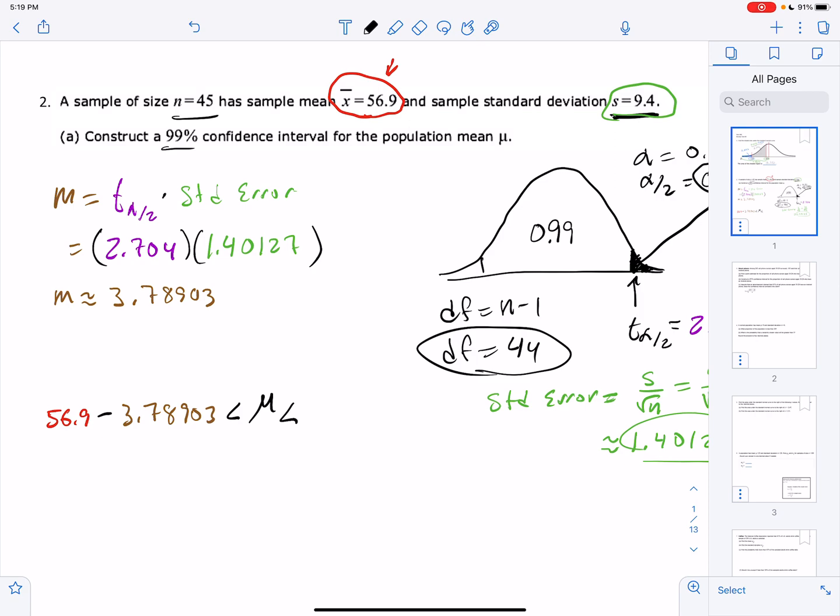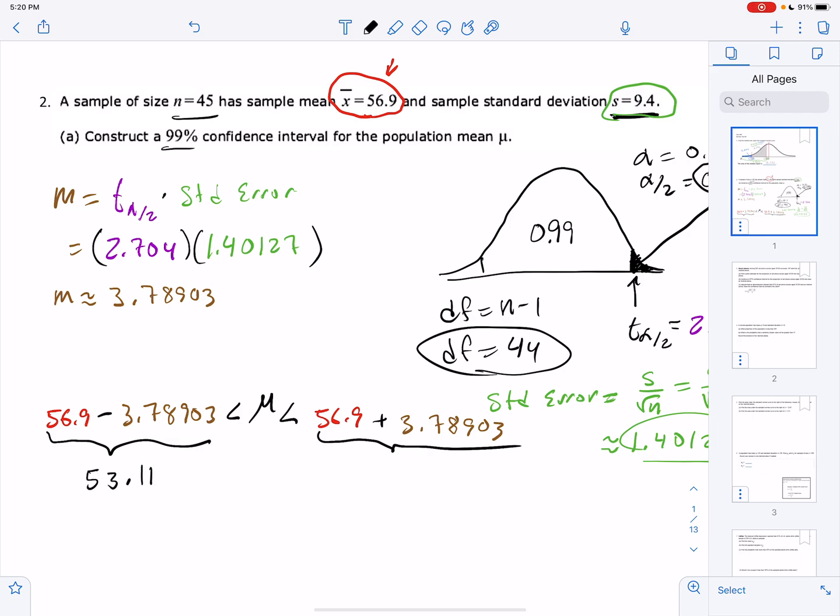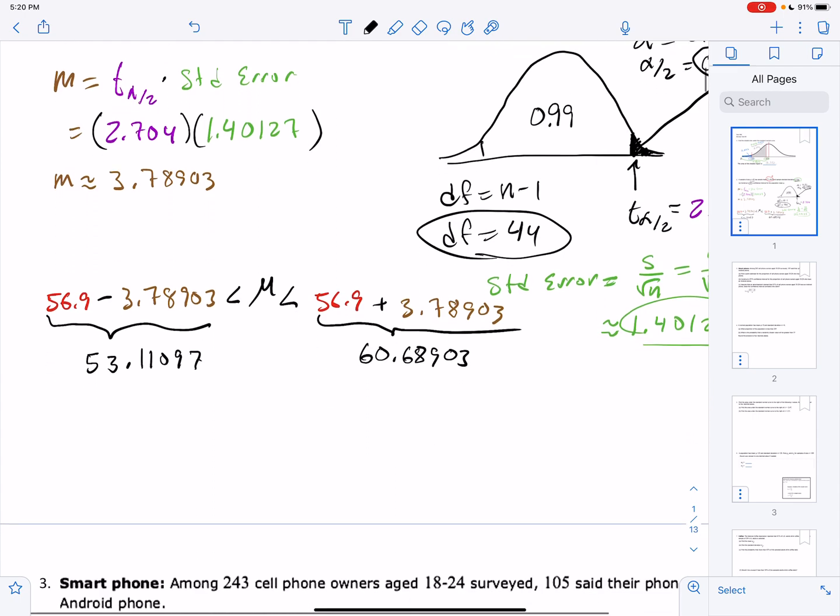We're trying to get our interval. So that value is going to be less than our population mean, and then we need to find the upper bound, which is our point estimate, 56.9, plus that margin of error. The margin of error is this brown value here, 3.78903. So we subtract on the left, which gives us approximately 53.11097, and over here we get approximately 60.68903.